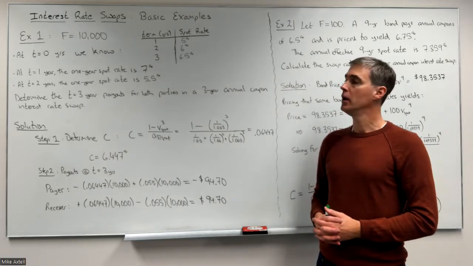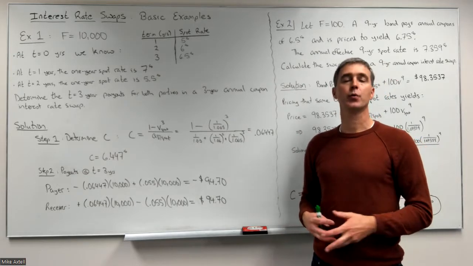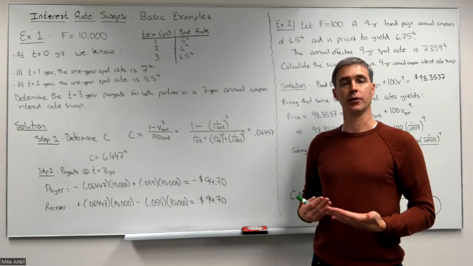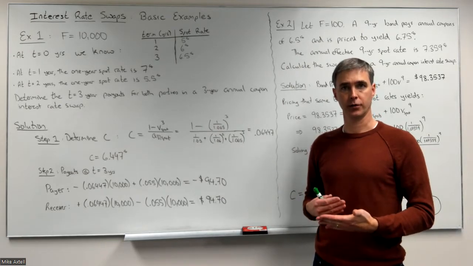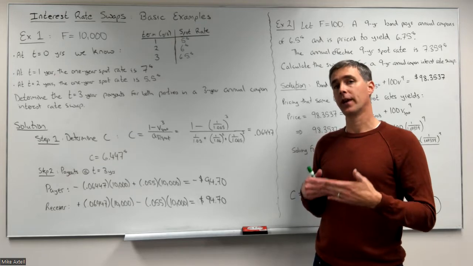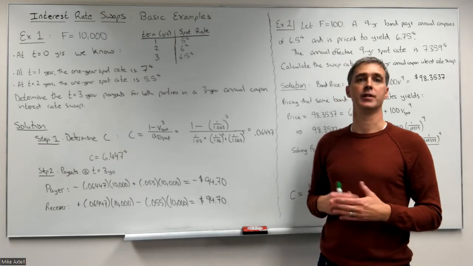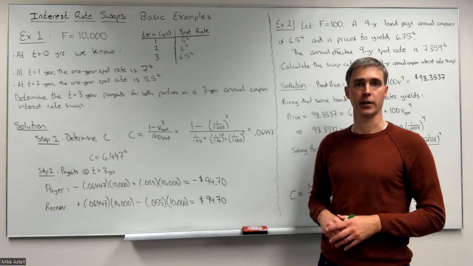Okay, so there's going to be two steps. First, we're going to need to figure out the swap rate that the two parties are obligated to follow. Once we've figured out that swap rate, we can then figure out the time 3 payouts to the two parties.